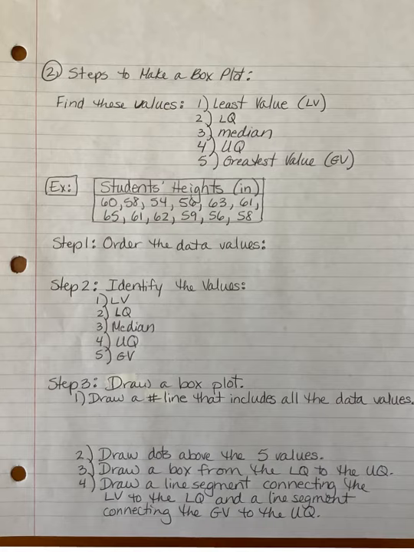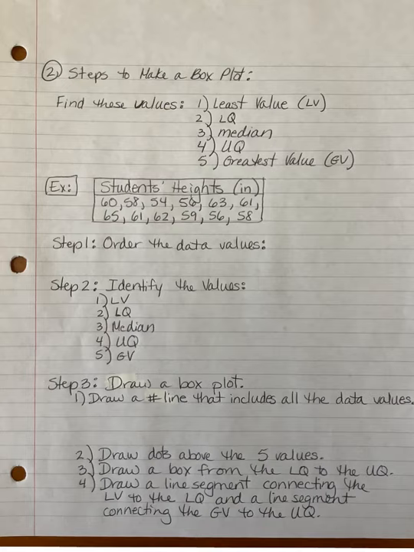The steps you need to go through to make a box plot: basically, you're going to find some values. The values you have to find are the least value of your data range. Out of your values, what's your lowest number? Then you're going to have to figure out where your lower quartile is, which I'll show you how to do, where your median is, which we've already learned how to do, then your upper quartile and your greatest value. So really, you know how to do the least value, the greatest value, and the median. We just have to learn how to find the lower quartile and the upper quartile.